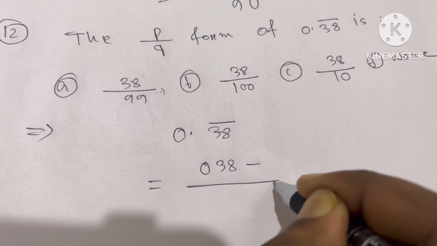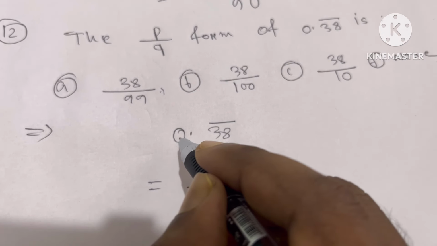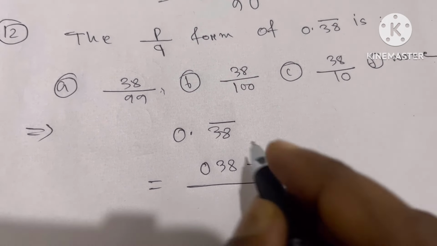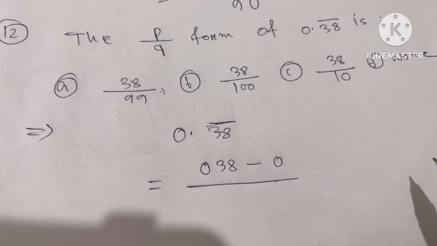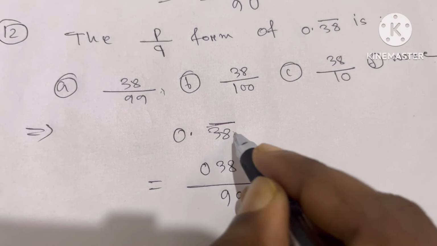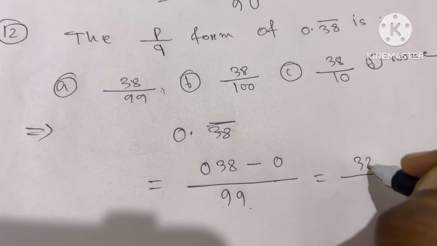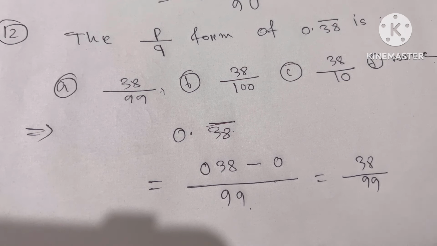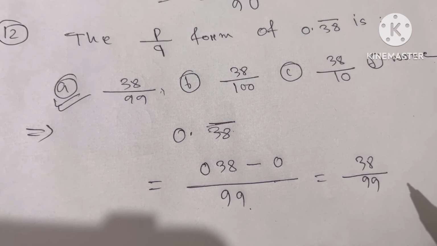Then minus, subtract the non-bar digits. The non-bar digits here are only 0, so minus 0. And divided by, in the denominator what comes? If you observe, you'll get 2 repeating digits. Because of 2 repeating digits, how many 9s come? 2 nines come. No 0 comes here, right? So you will get 38 by 99. And in these numbers we cannot cancel by 3 or any number. So which option will be correct? Option A. The answer will be 38 by 99.